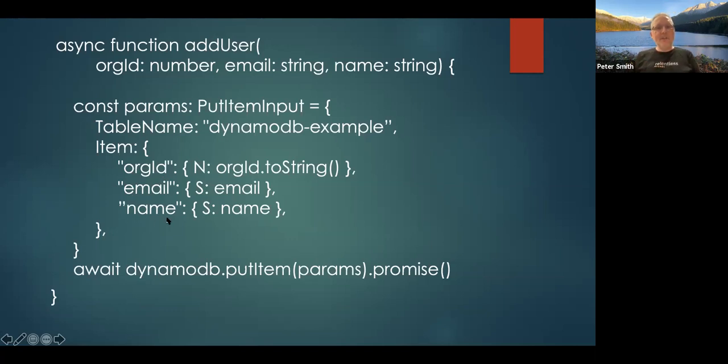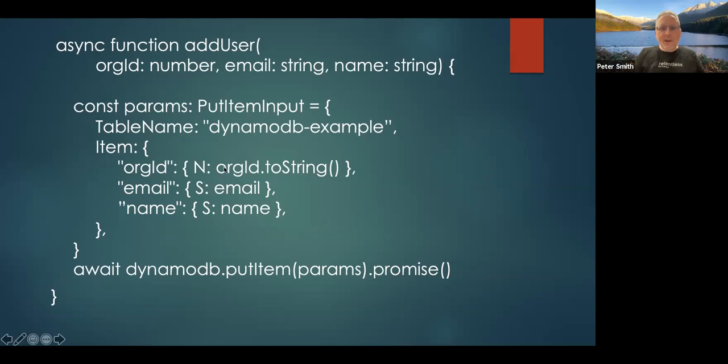These are the three fields that I'm putting into my database. And these are the values. Now, this looks a little bit funky here because, again, each one of these is a JavaScript object. So org ID maps to a JavaScript object, which, again, has a key of N. Now, N says that this is a number that you're inserting. Email address, it's an S, which means it's a string, and name is also a string. So you basically provide whatever value you want to insert into the row in the database.